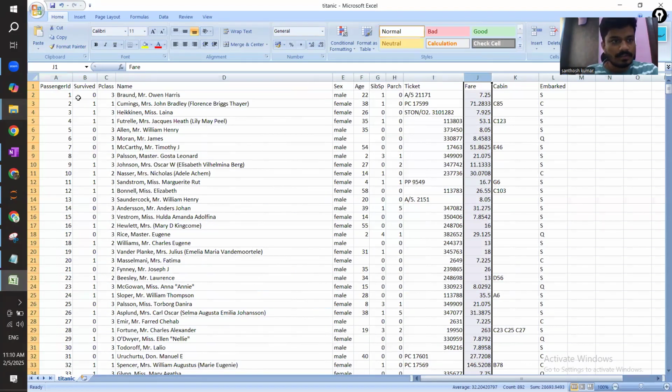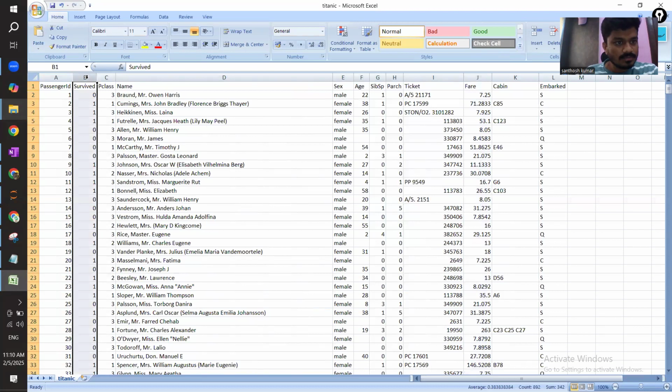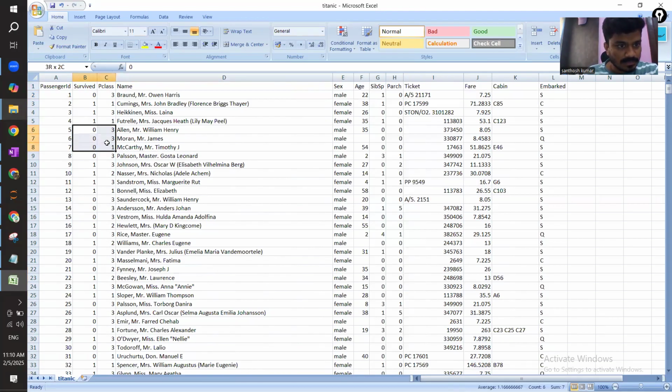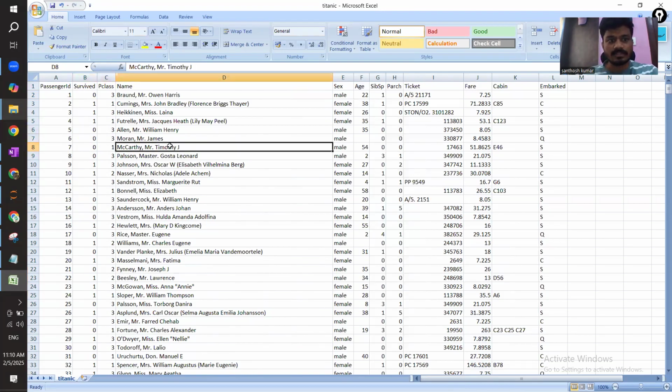Our aim is to predict this column: Survived, 0 or 1, whether he survived or not. Mostly, if you see the Pclass, 3 is the lower class, and lower class people mostly died. Some higher class people also died, but mostly the lower class people died. Same as our hero Jack, he died, right?